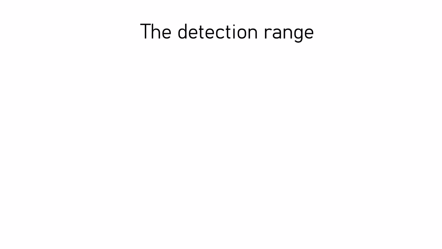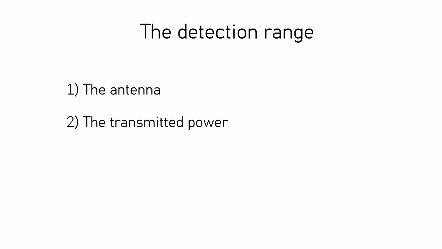The detection range of a radar system is primarily a function of three factors: the antenna, the transmitted power, and the receiver sensitivity. These will now be explained.